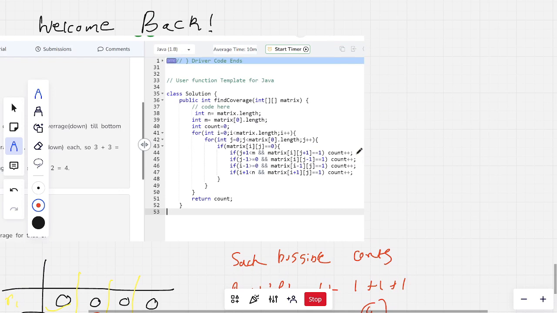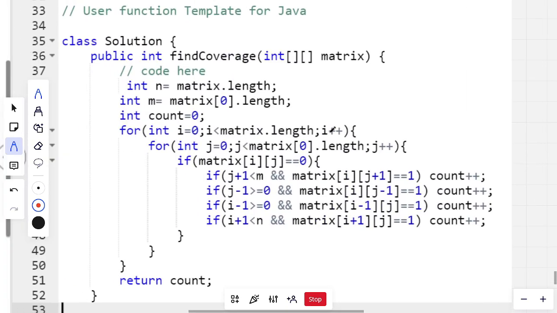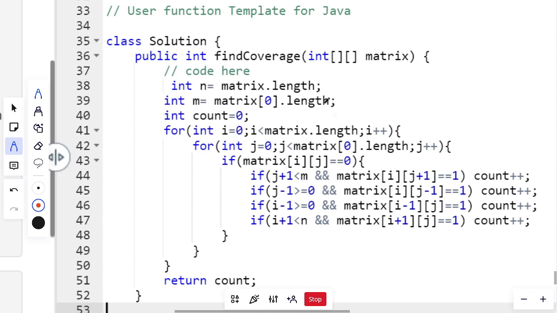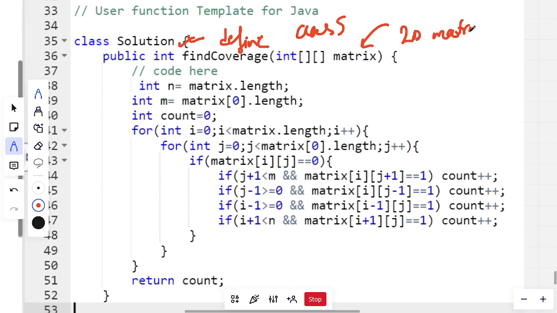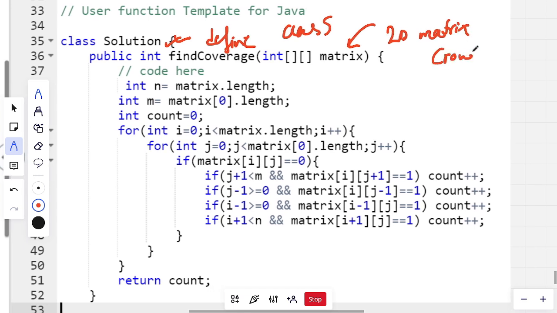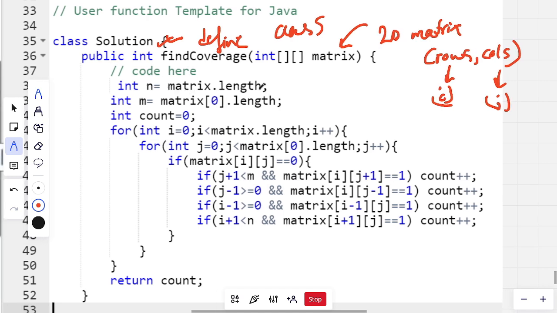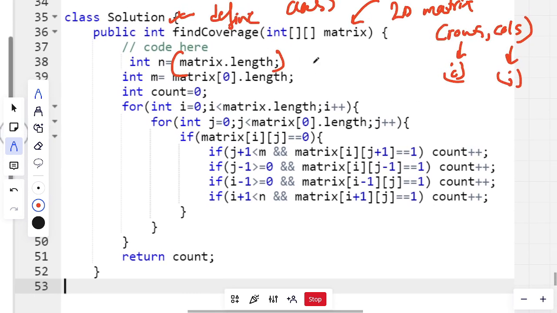So let us go with the code. You can see carefully that we have been given a class Solution. Okay, so here we are defining a class. Now here the user is giving the two-dimensional matrix, the 2D matrix which we are passing. A 2D matrix has rows and columns, and rows are controlled by the ith index and columns are controlled by the jth index. So n equals matrix dot length. So what does this basically do? This gives you the entire length of the matrix.